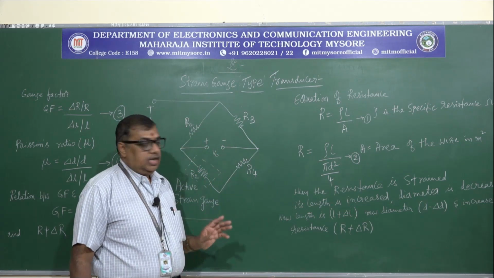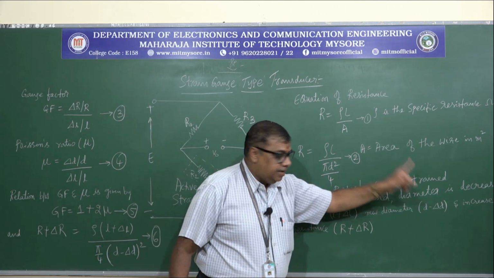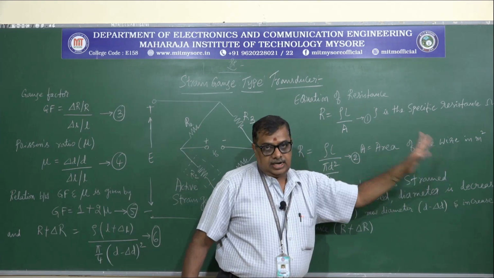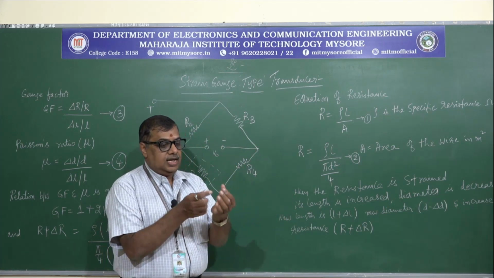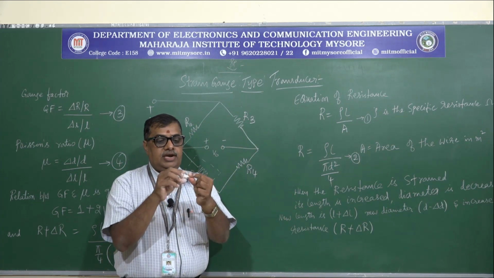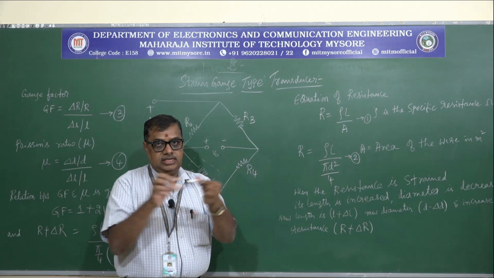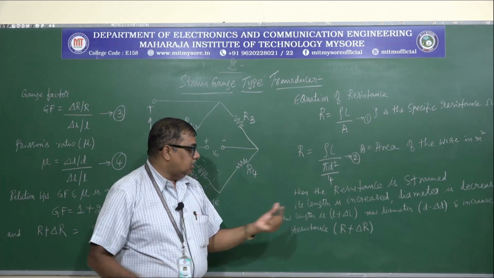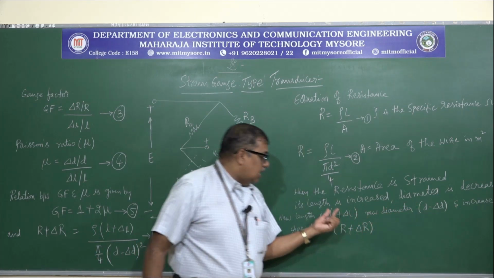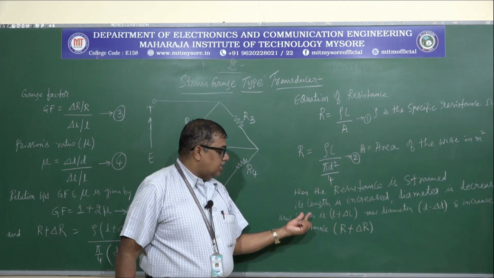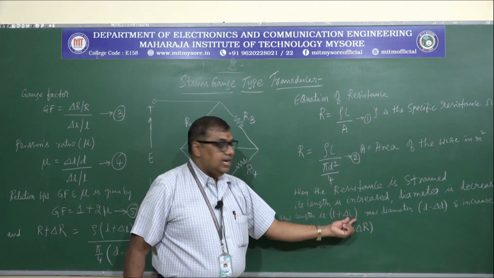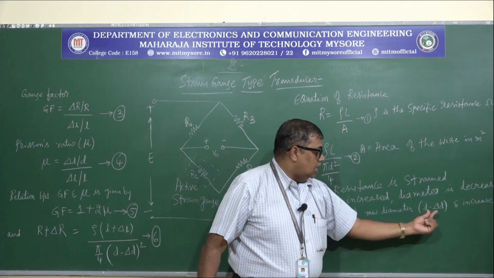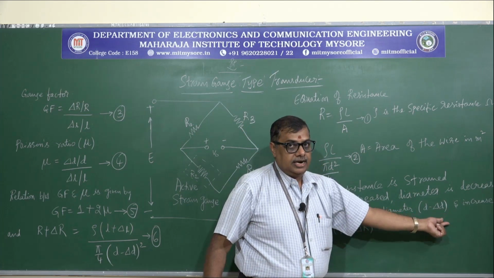So here, whenever the resistance is strained, the length is increased and the diameter is decreased. This is obvious. If I take a resistance material like this, whenever it is being strained, the length increases whereas the diameter of the material decreases. That is what is being written here. Length increases, so I have taken the increased length as L plus delta L, and since the diameter is decreasing, I am writing the new diameter as D minus delta D.